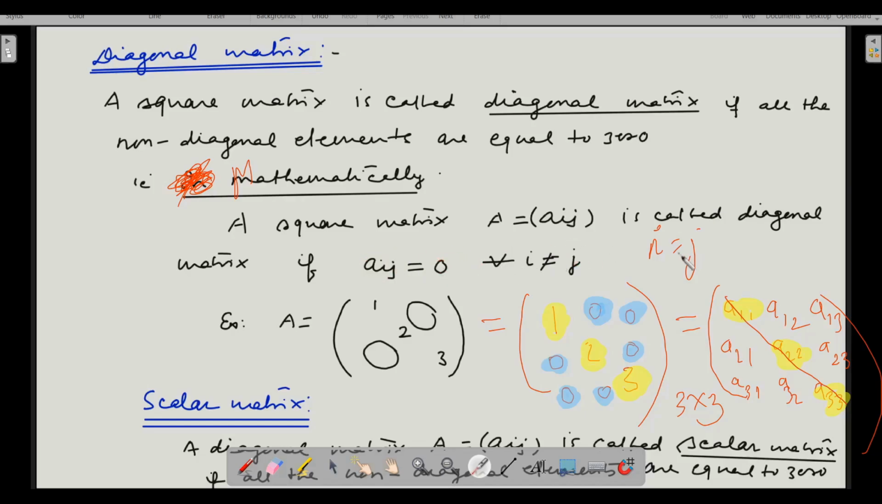And as soon as i is equal to j happens, it becomes a diagonal element, and a diagonal element is not 0. It can be anything but not 0. So such a matrix is called a diagonal matrix. You can have a look in the figure. I also taught you the mathematical expression for this diagonal matrix. Okay, so hopefully you have understood. Thank you very much.